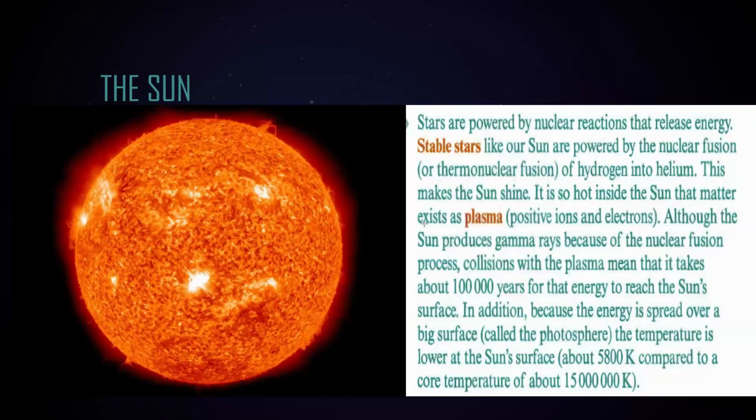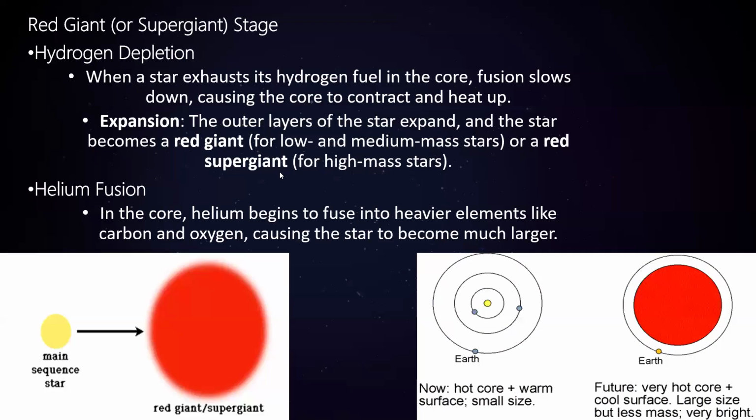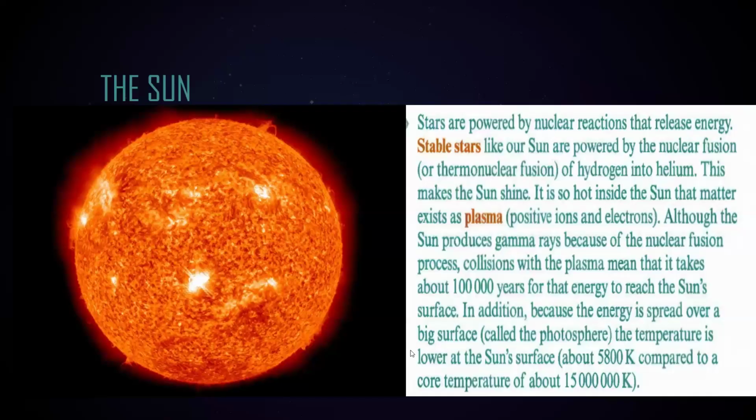Yes, sir. Okay. Then what will be the next stage of a star? The next stage of a star is called a red giant or a supergiant. The star might turn into a red giant or a supergiant. It depends on the size of the star.